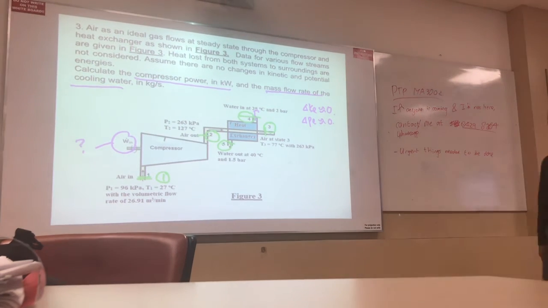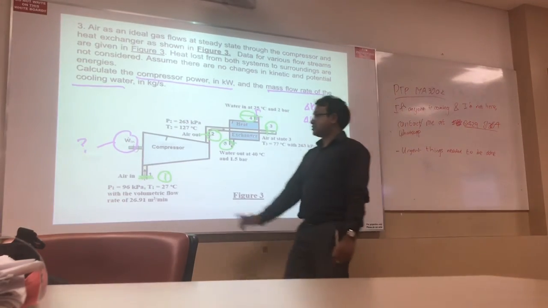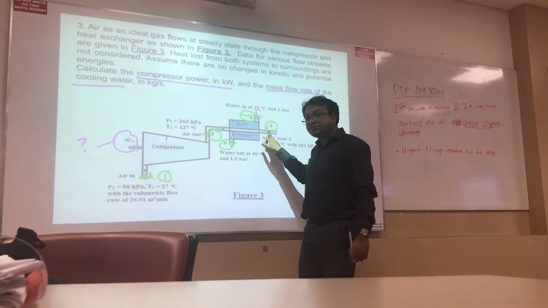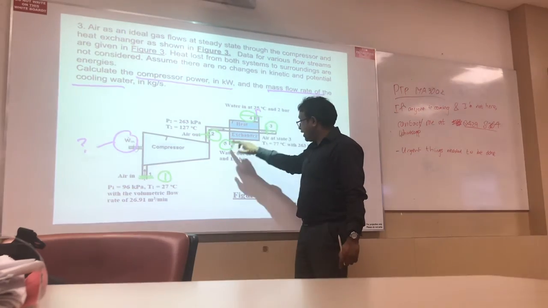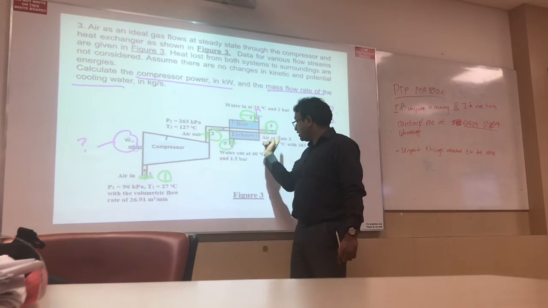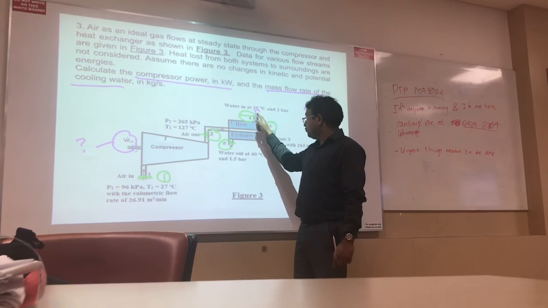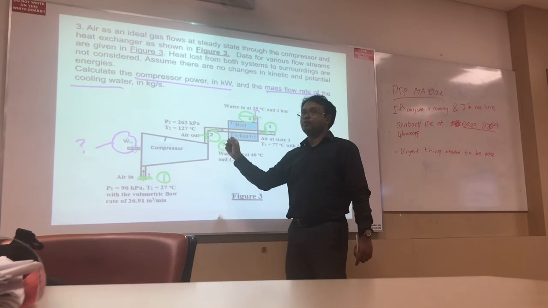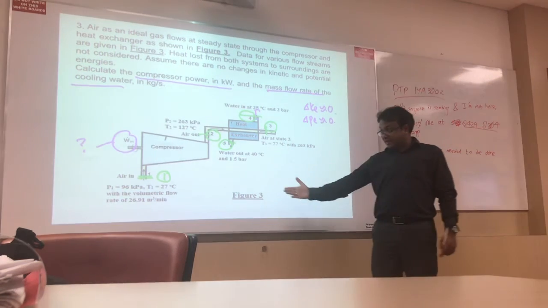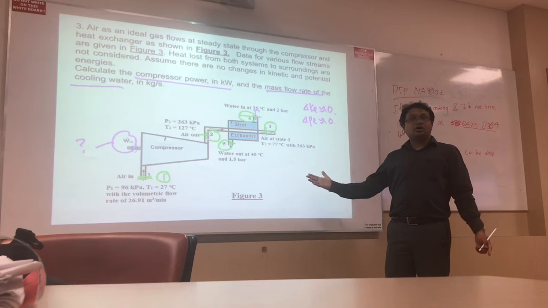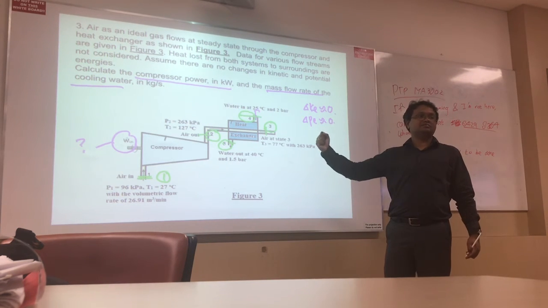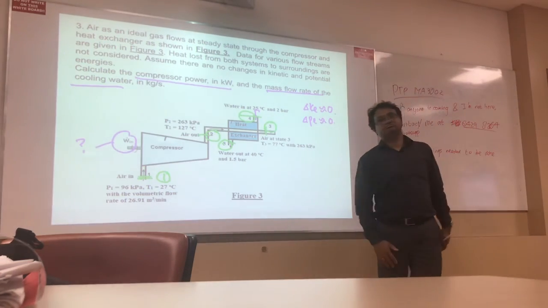How many processes? 3 processes. 1 to 2, air compression. 2 to 3, heat rejection by air. 4 to 5, heat absorption by water. So this is the understanding. Now I can solve easily. First is my mass balance, later I do the energy balance. That's all. Not difficult.